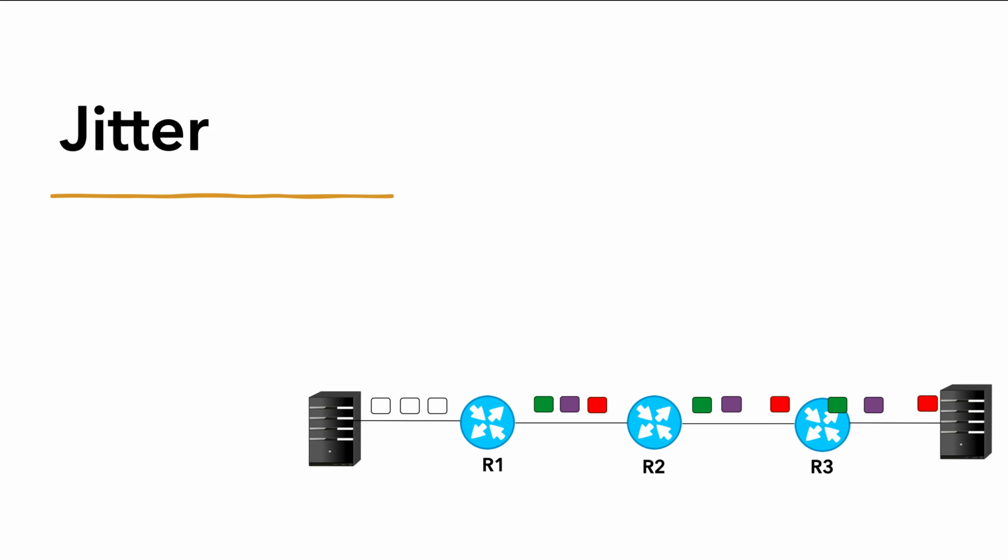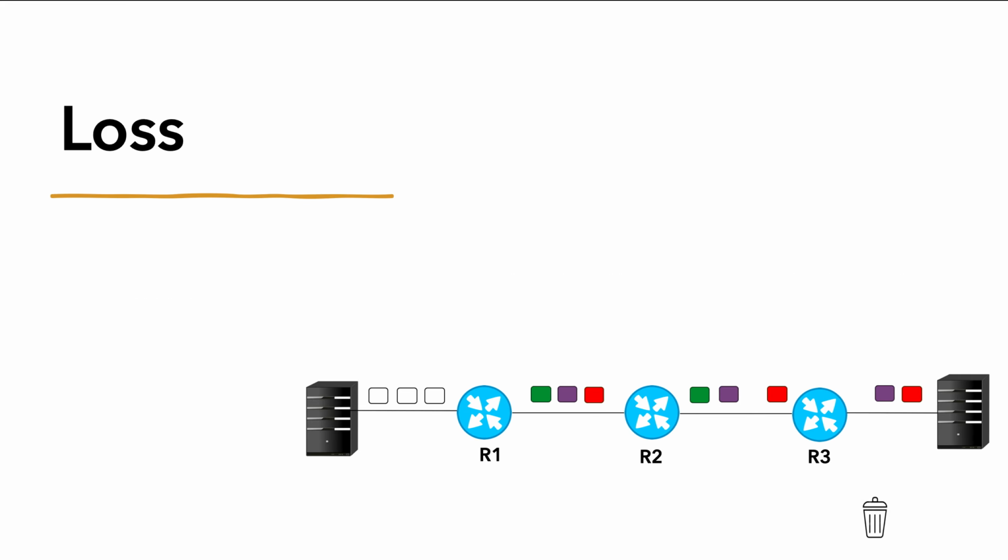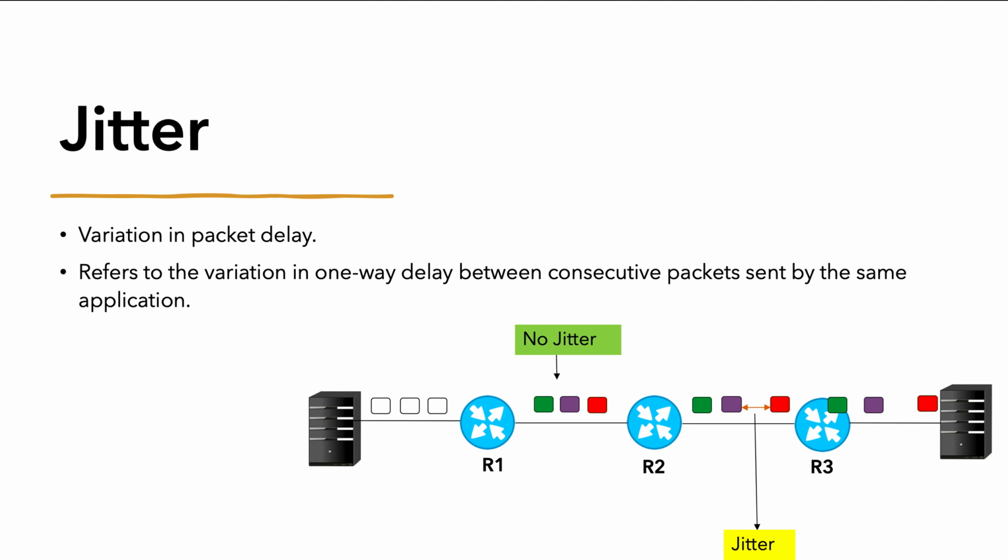Then we have jitter. Jitter is the variation in packet delay within a network. So jitter refers to the variation in one-way delay between consecutive packets sent by the same application. For example, if you see here, the packets have the same spacing, so they have the same delay. But after R2, if you see the purple packet and the red packet, there is a delay in between.